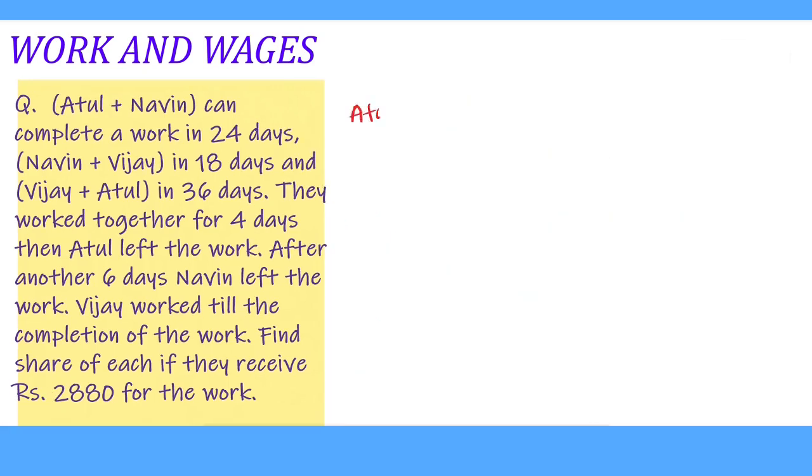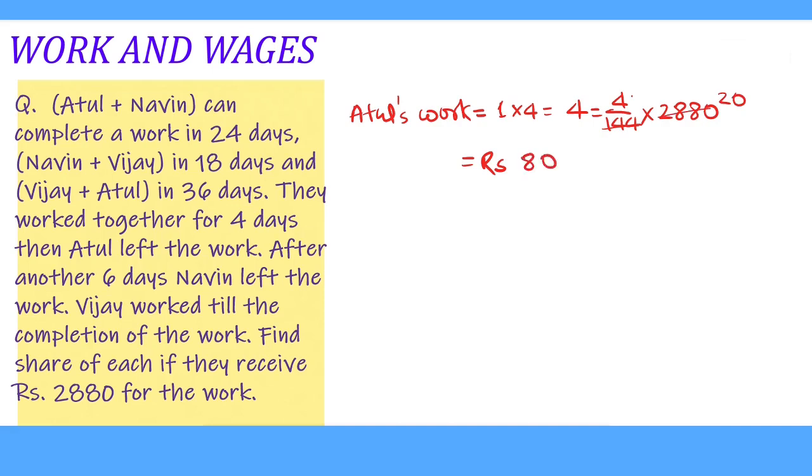Now Atul's work: he can do one part of the work every day and he worked only for 4 days along with all the persons. So his 4-day work equals 1 multiplied by 4 equals 4 parts. So his share is 4 upon 144 multiplied by 2880. 144 divides 2880 for 20 times. So this is equal to rupees 80. So Atul will get rupees 80.